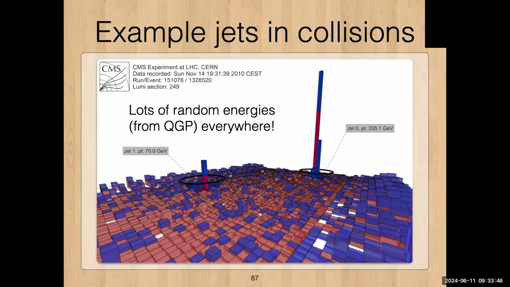And this is an example of how it looks in an actual collision. This is the eta-phi space, so this is the whole detector, and the height is the momentum at each location. We can see clearly that there is a jet here. It's concentrated, and there is probably a jet here, with concentrated energy. But in addition to that, there is also a lot of random energy from everywhere. Those are decay products from the quark-gluon plasma that we talked about yesterday, so all these random things are going on everywhere.